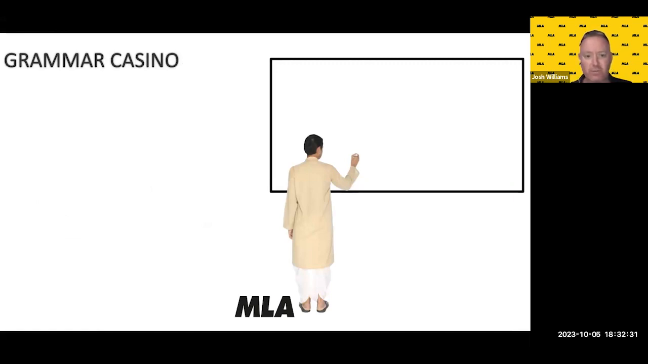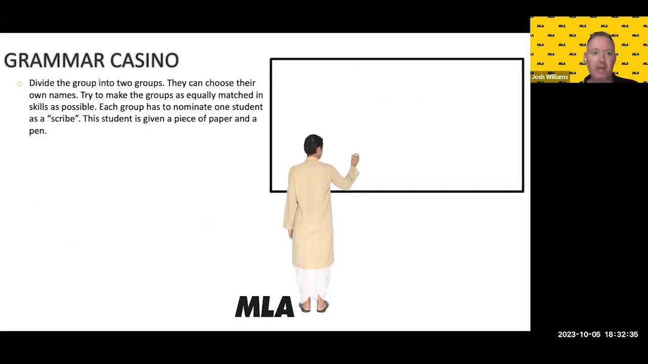Anyway, if you're in a class like that with the whiteboard there, divide the class into 2 groups. They can choose their own names. It's best to make the groups as equally matched as you can. So if you have 2 really good students or 4 really good students, maybe divide them equally between the 2 groups.